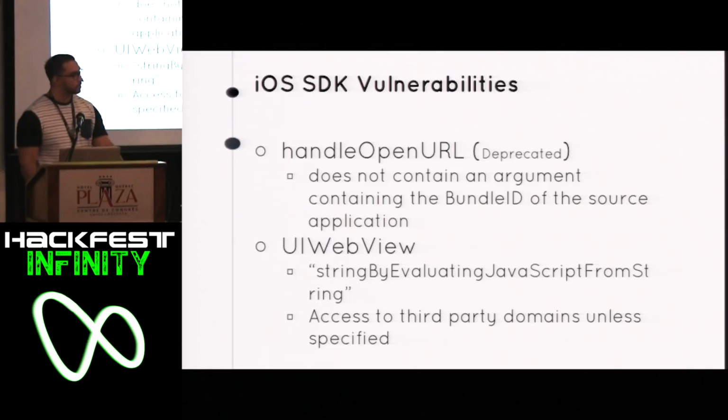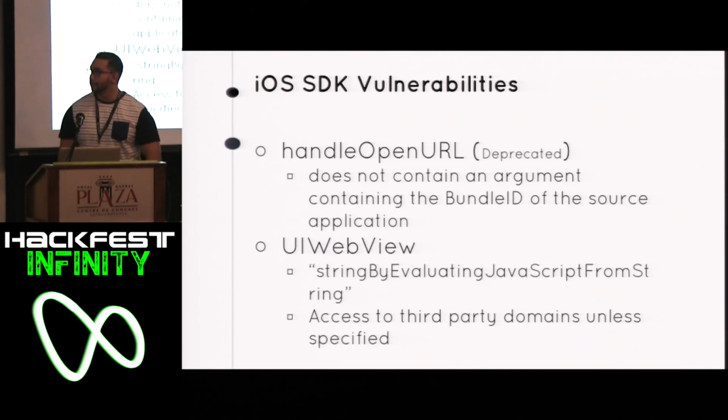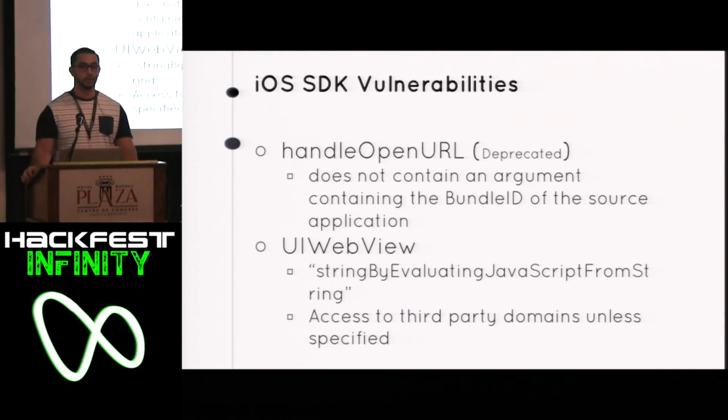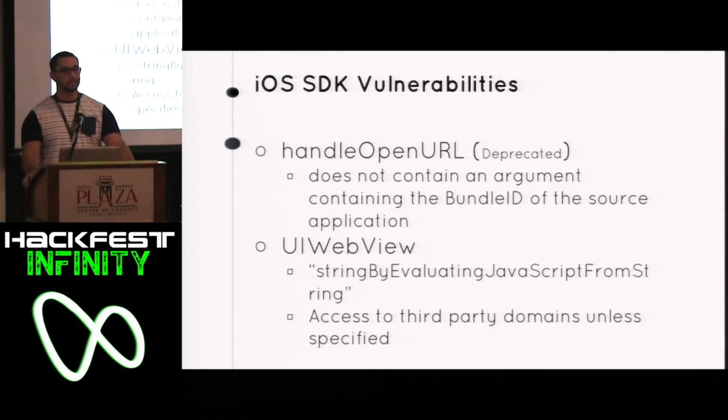So, some iOS SDK or API vulnerabilities, these are known. For handleOpenURL, this is what the URL schemes use. As far as inter-process communication for iOS apps, this is basically the app delegate, is what they call it. But now it's interesting with URL schemes and inter-process communication with iOS.